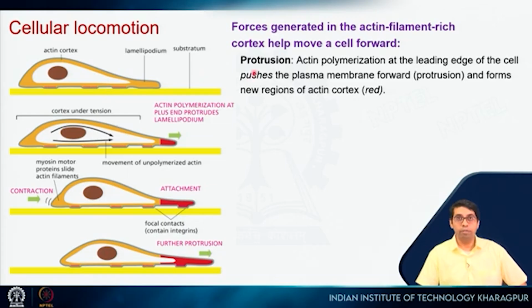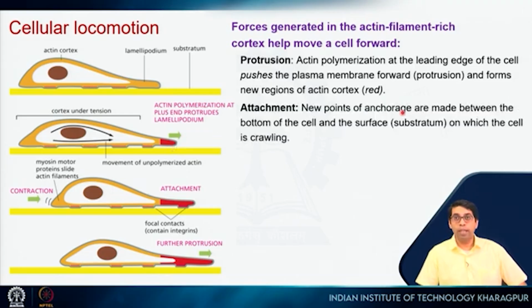So, the first step is the formation of a protrusion. So, the cell, let us say, detects some food in this direction. So, that will drive the polymerization of the actin filament in this part of the cell. So, actin polymerization at the leading edge of the cell pushes the plasma membrane forward. This is called protrusion and forms new regions of actin cortex, which is shown as red here. So, actin polymerization will happen here and it will form this protrusion, which is the actin cortex.